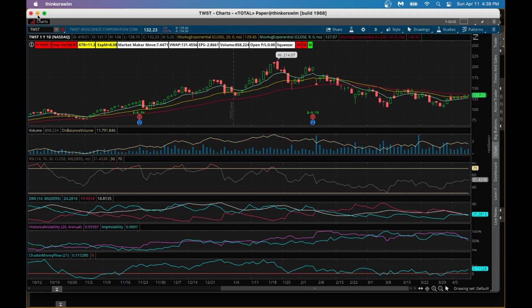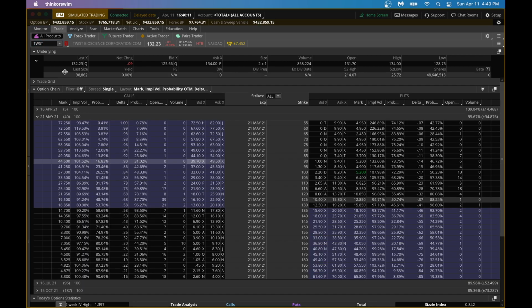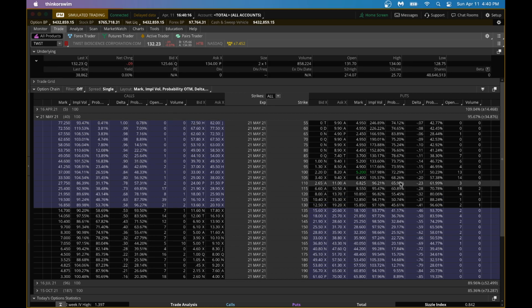With that, let's go into the option chain here. With Twist Bioscience stock being down 38% or so, you could buy the stock outright at this price and hold it for a long time. Or if you want to sell put option premium, you could go here. The stock is at 132. You could see, maybe around 30 delta or so, 28. One thing I'm noticing here is the bid-ask spread is a little bit higher.